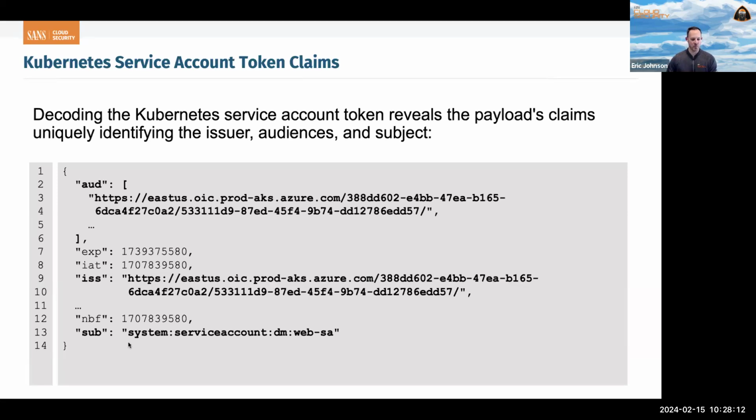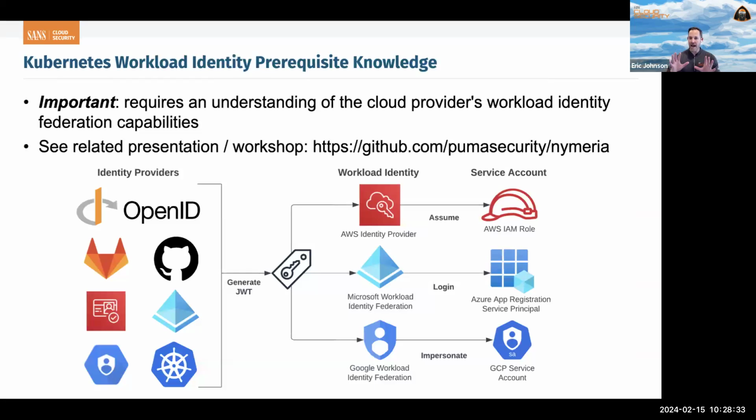The subject is the big piece here. Notice the format for this. So it's system:serviceaccount, and then the namespace, and then the name of the service account itself. That's the unique service account that this token has been issued for. And you can use that to access the Kubernetes APIs. So understanding all of that, now you know how service accounts work. You also know how the Kubernetes OpenID Connect service provider is issuing tokens for in-cluster actions.